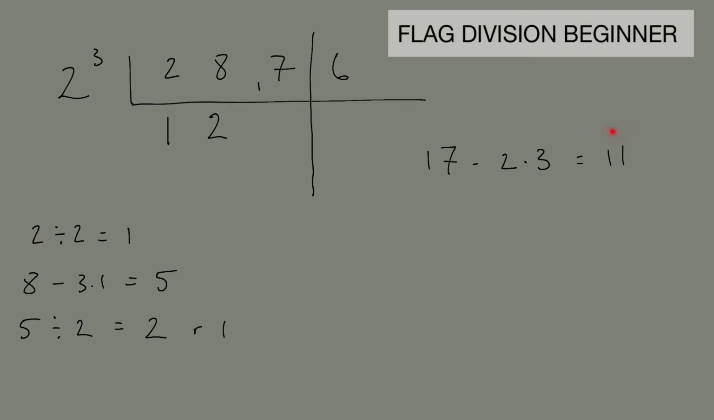So now we're going to take this number 11 that we just came up with. 17 minus 2 times 3 gives us 11. So we take this number 11 and we divide it by this divisor here, this 2. So 11 divided by 2 gives us 5 with a remainder of 1. So we can write that in, 5, remainder 1.